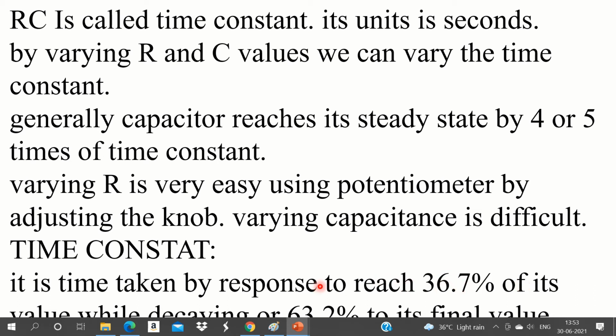Suppose it is exponentially rising. Then you take the time taken by the circuit to reach 63.2% of its final value. Suppose the final value is 100. To reach 63.2% means 63.2 volts. The time taken by the circuit is called the time constant.